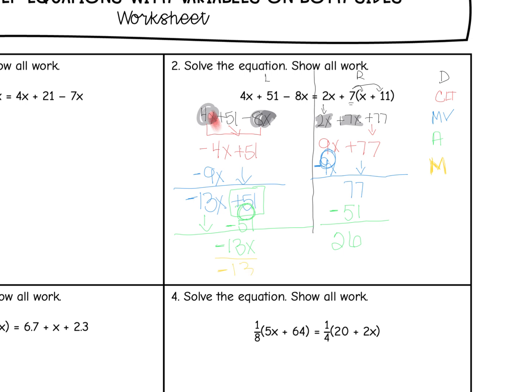Because we know that any number divided by itself is 1. So this is going to leave me with an x. And whatever I do to one side, I do to the other. So if I divide by negative 13 on the left, I'm going to divide by negative 13 on the right. 26 divided by negative 13 is negative 2. And remember, this equal sign followed me all the way down. And there's my answer, x equals negative 2.